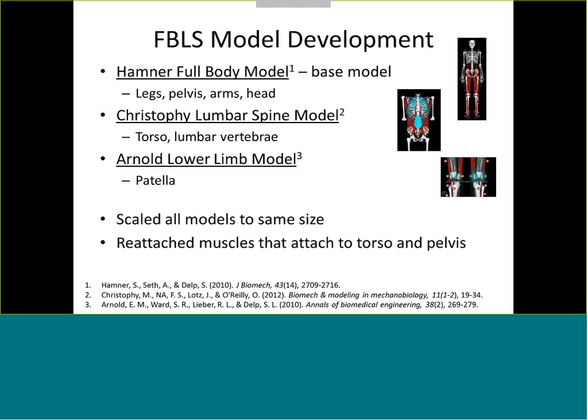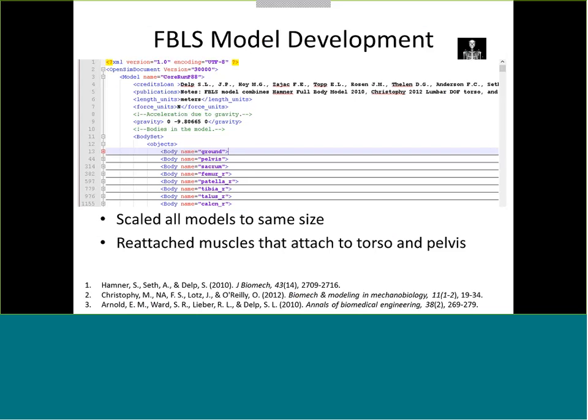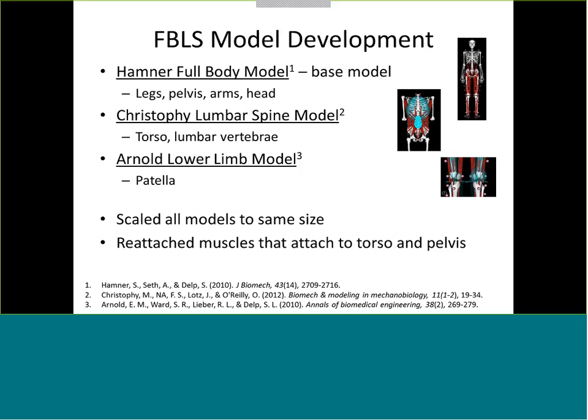Going into a little more detail about how we combined each of these models together, we started with Hamner's model as our base model. We then used Notepad++ to edit the model file, and we replaced Hamner's torso with Christophe's torso, as well as the lumbar vertebrae, which are all modeled as individual segments. Lastly, we took the patella and patellar ligament from Arnold's model and input that into the full body lumbar spine model. Whenever you're combining these different models together, it's first important to make sure that they're all scaled to the same size, so that when you combine the different component models together, all the mass and inertial properties are consistent across the different models.